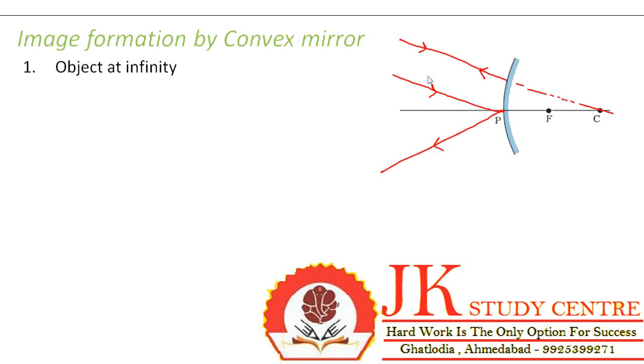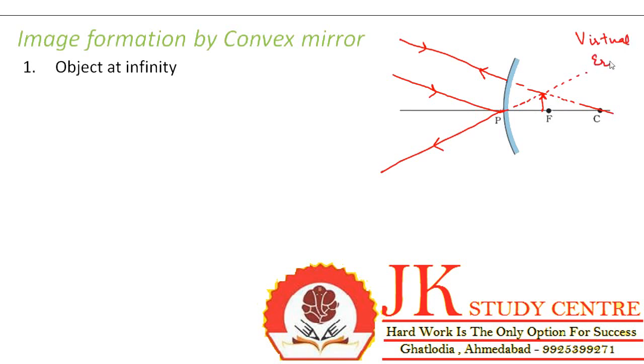So what do you see? These are the reflected rays. This is my reflected ray and this is my reflected ray. So do you think there is any possibility that these rays will meet anywhere? No. But if we extrapolate it in the backward direction, they appear to meet at some point. So that means they appear to meet at some point if we extrapolate it. So in this case, what kind of image is formed? The image formed is virtual, erect and diminished.